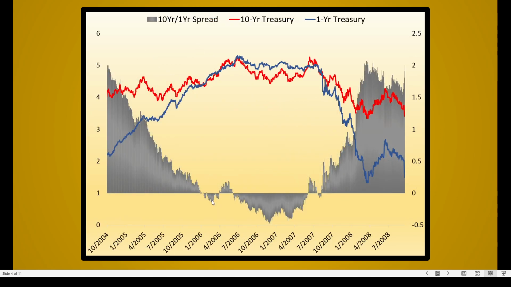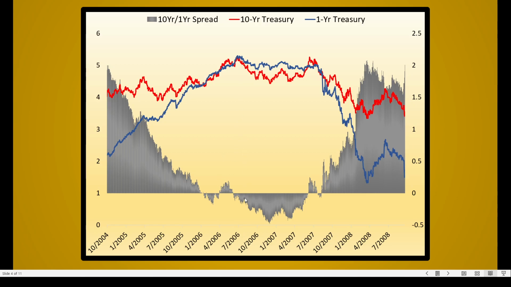Now, the gray area chart in this case is the 10-1 spread. It's the difference between the red line, the 10-year treasury, and the blue line, the 1 year. Now, in 2005 we did have the longer term security, the 10-year treasury, higher than the blue line, and that's where we had a normal yield curve. However, we see the spread declining, and then it went negative around April of 2006. That's when the blue line, the 1 year, drifted above the 10-year.